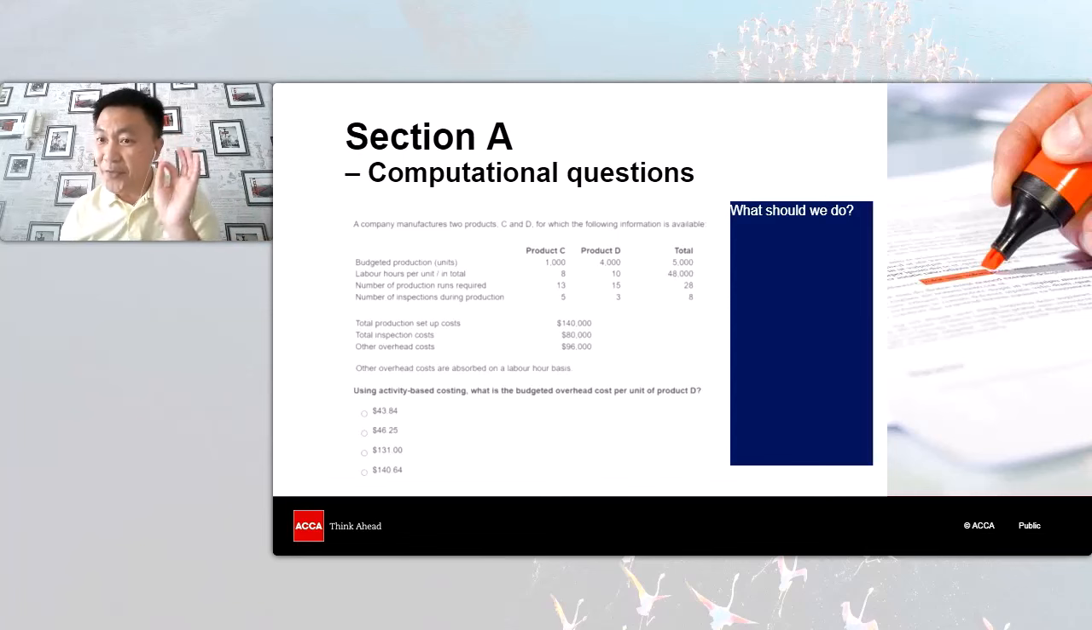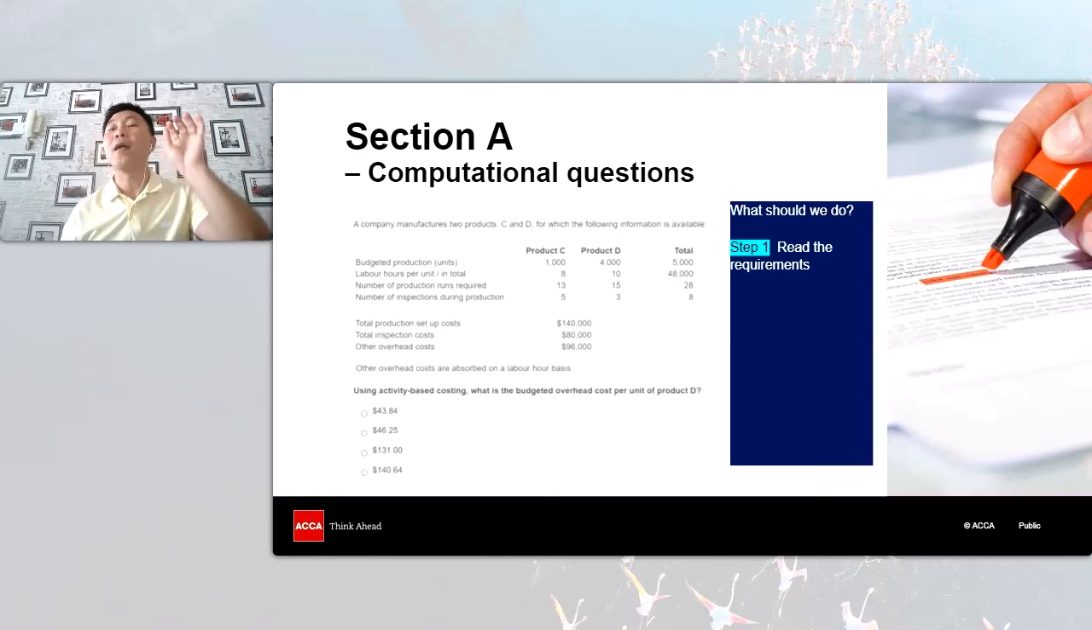So the first thing that I would suggest you do in a multiple choice question, if I were to take a computational question, for instance, guys, is to keep an eye on the sentence printed in bold, and that is what we call the requirements.